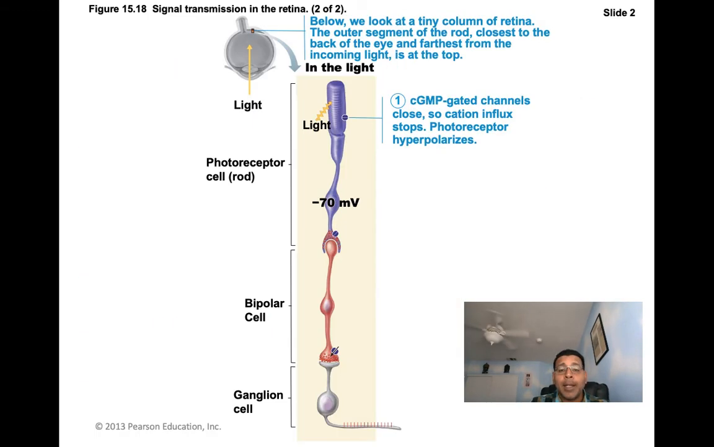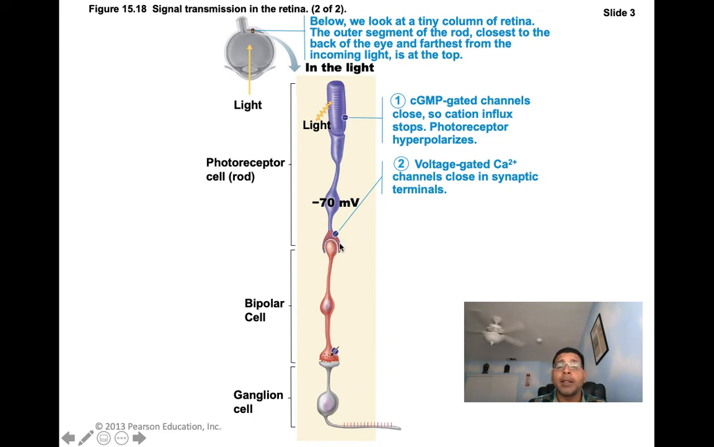Then in light, as soon as light strikes, this causes our cyclic GMP-gated channels to close. When they close, cation influx stops, and the photoreceptor hyperpolarizes instead of depolarizes, as we saw in the dark. With this cell hyperpolarizing, voltage-gated calcium channels close in the synaptic terminals, not allowing any neurotransmitter to be released.